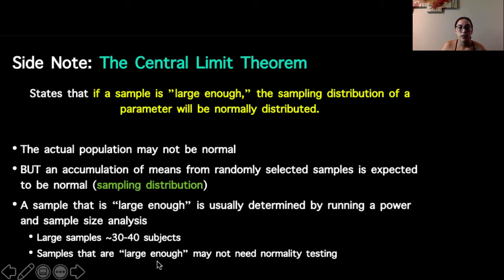Samples that are not large enough may not need normality testing. So if you've got 30 to 40 subjects, you can relatively assume, based on the central limit theorem, that you likely have a normal distribution. It's always good to check your values anyways, just in case you have an outlier. Maybe you can identify a value that was input incorrectly.